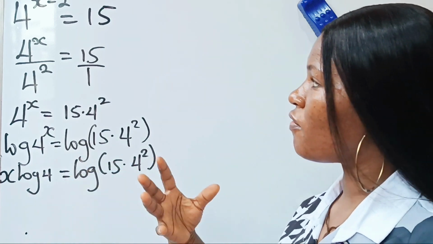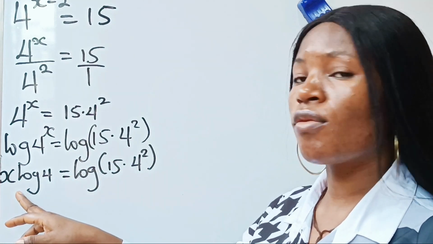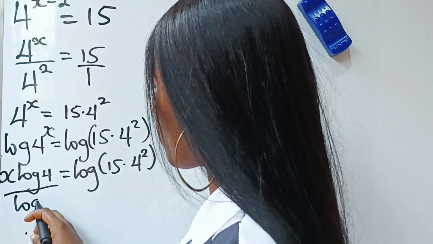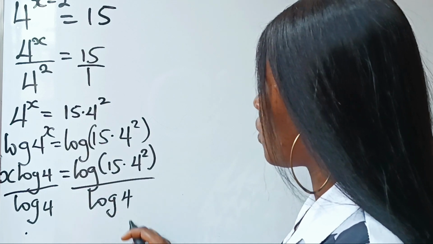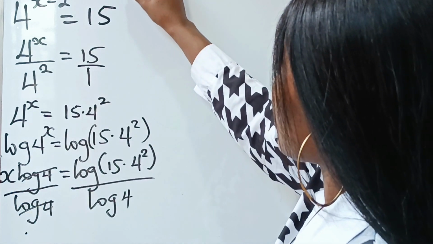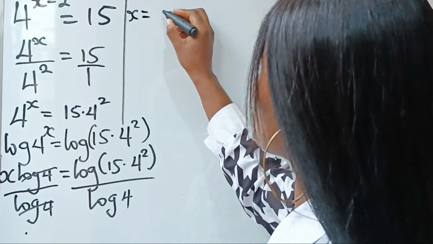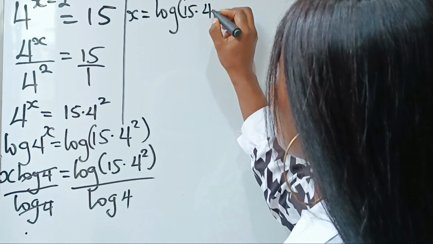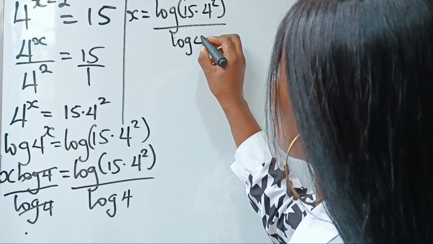Now look at what we have here. We need the value of x, right? So let's divide through by log 4. So we now have divided by log 4 on both sides. Log 4 is going to cancel log 4, and we have that x is equal to log 15 multiplied by 4 squared, divided by log 4.